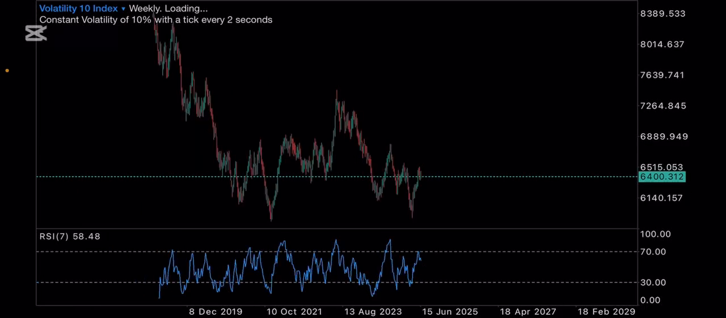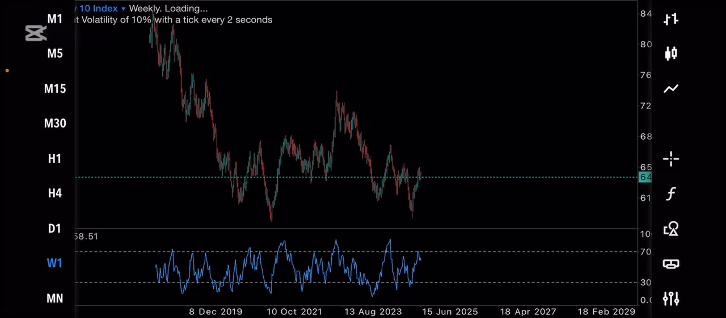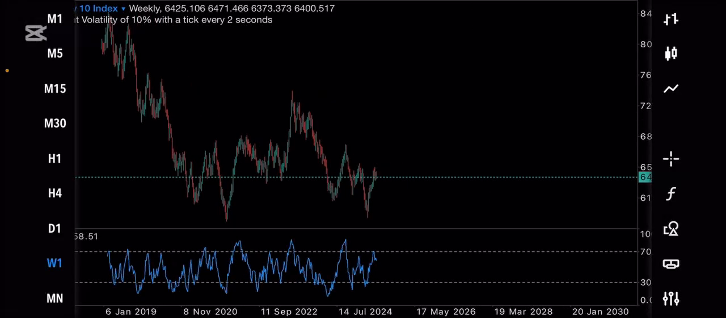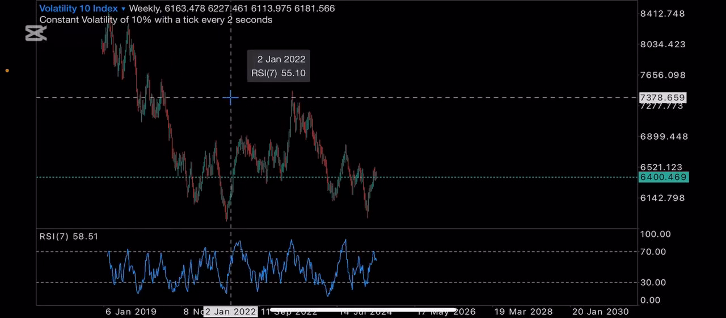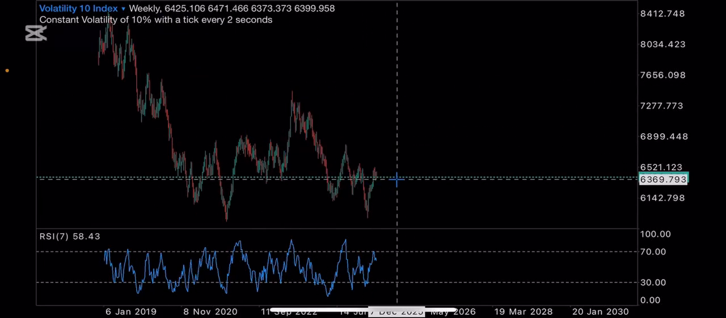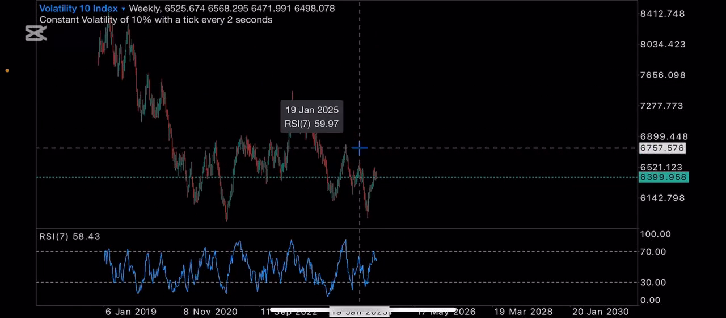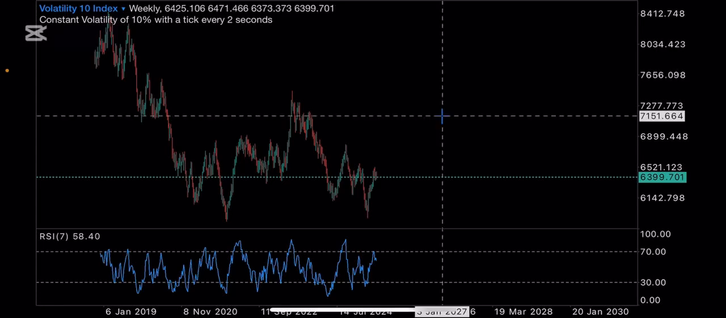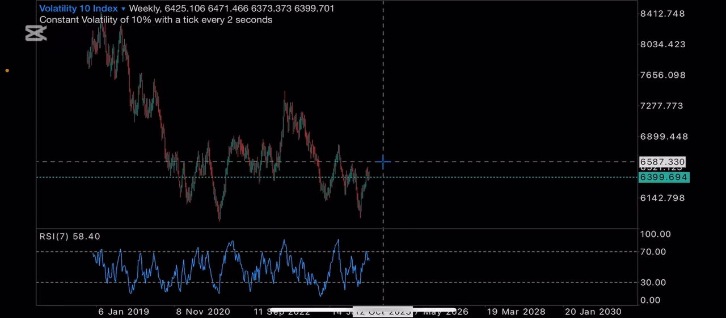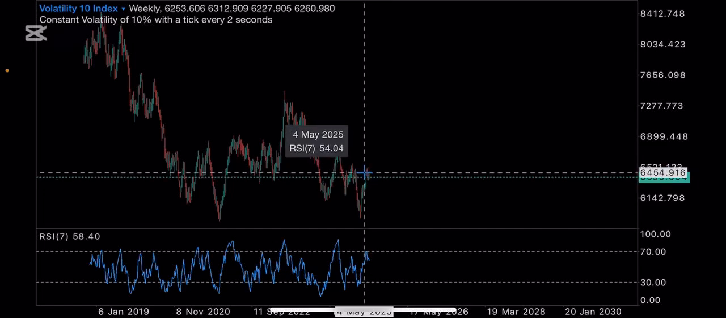So the first thing you want to do is that once you open the weekly time frame, you're going to allow it to load, right? You're going to allow the market to load up all the data that is possible on that time frame. So what we're going to do at this point is look at the place where price is right now.